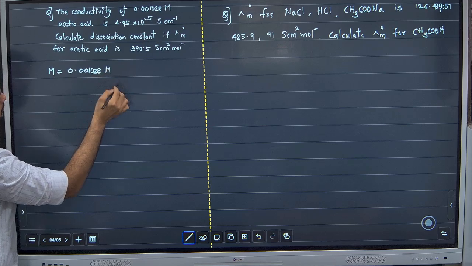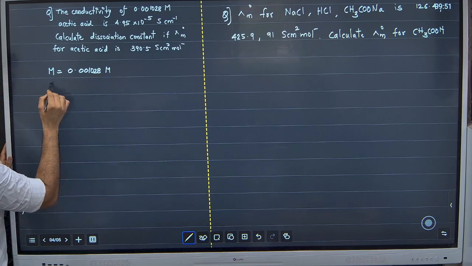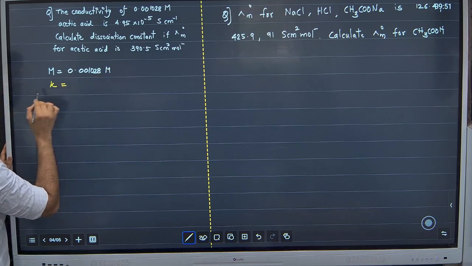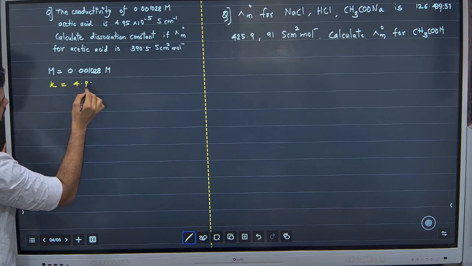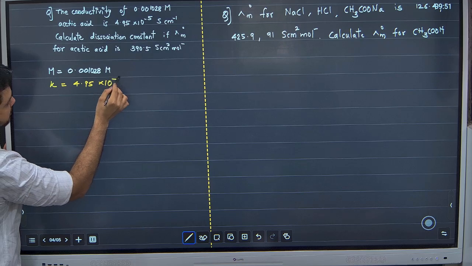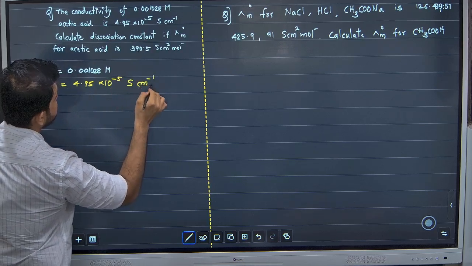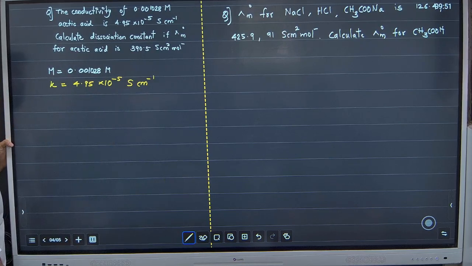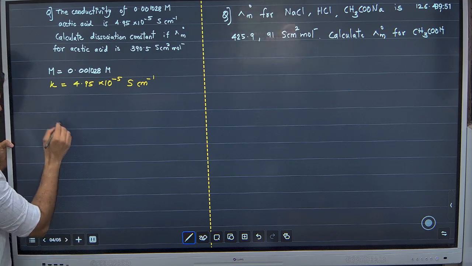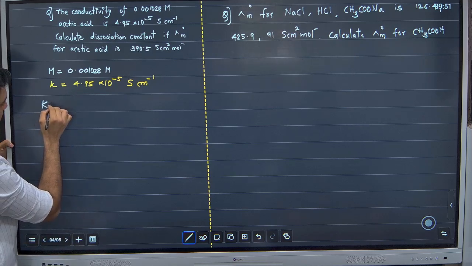0.001028 molar. Conductivity is kappa. How much is kappa given? 2.95 into 10 raised to minus 5 Siemens centimeter inverse. Calculate dissociation constant. So what are they expecting us to find? K.